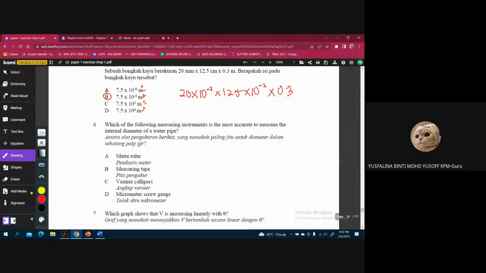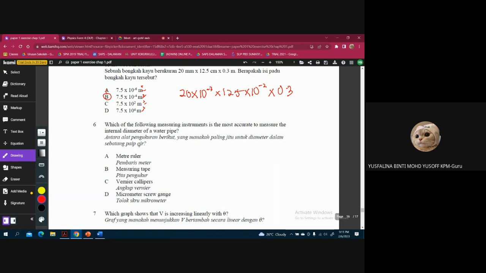Okay, this is actually from Form 1 question. You know how to read the vernier calipers, right? The micrometer screw gauge. Whenever they say a diameter of a water pipe, that one must use the vernier calipers. If they mention the diameter and the object is quite big, you put it as the vernier calipers.